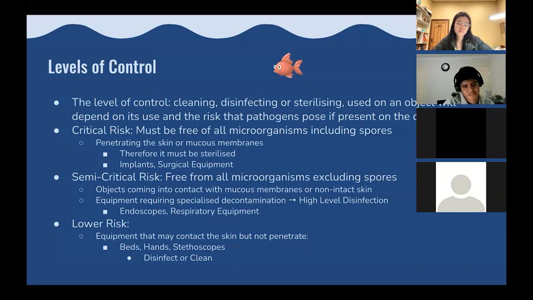For semi-critical risk, it just needs to be free from all microorganisms, excluding spores. You'll find that sometimes spores are hard to kill off, so that's why there's a difference. These are usually items coming in contact with mucous membranes. The spores don't need to be killed off because usually the mucous membranes can handle them. But ideally, if we could sterilize anything that's going inside the body, it's better. The items of semi-critical risk are endoscopes and respiratory equipment. It's not piercing the skin, but it's going inside the body, okay?